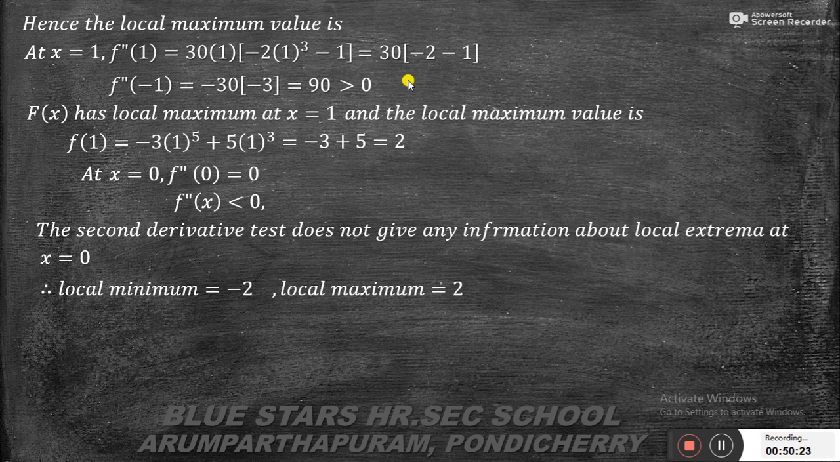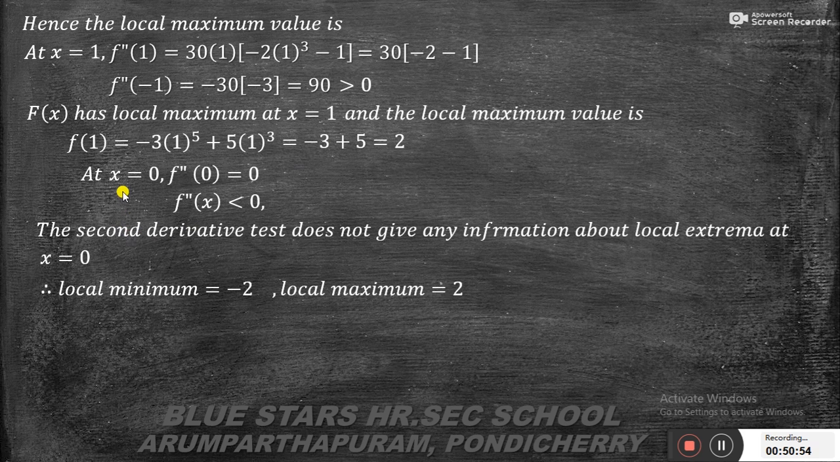Now we find the local maximum value at the point x equal to 1. I substitute in the function, we know the function f of x, so I just substitute x equal to 1. So f of 1 equal to minus 3 into 1 power 5 plus 5 into 1 power 3, that is minus 3 plus 5, which is 2. Therefore the local maximum value is 2. Already we found the local minimum value, which is minus 2.